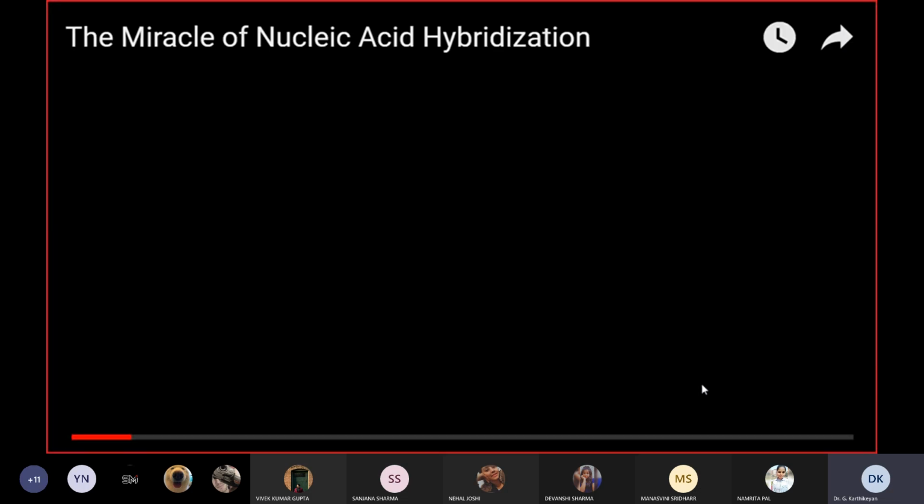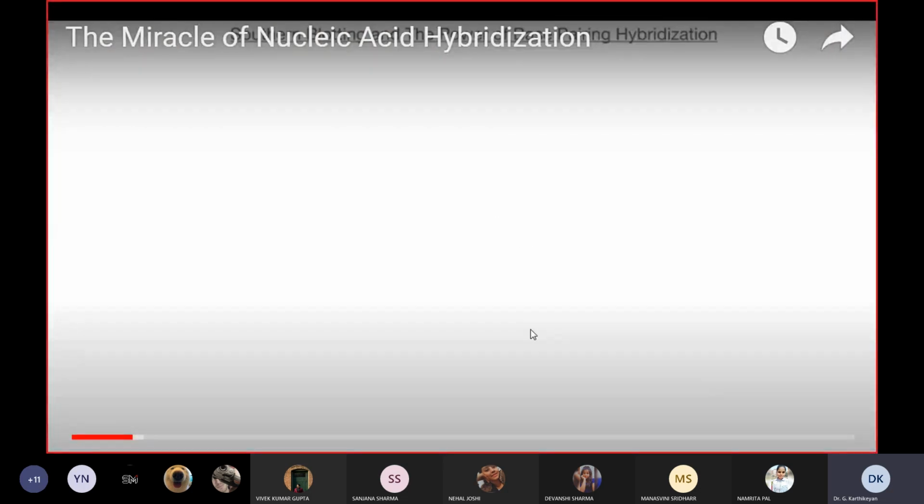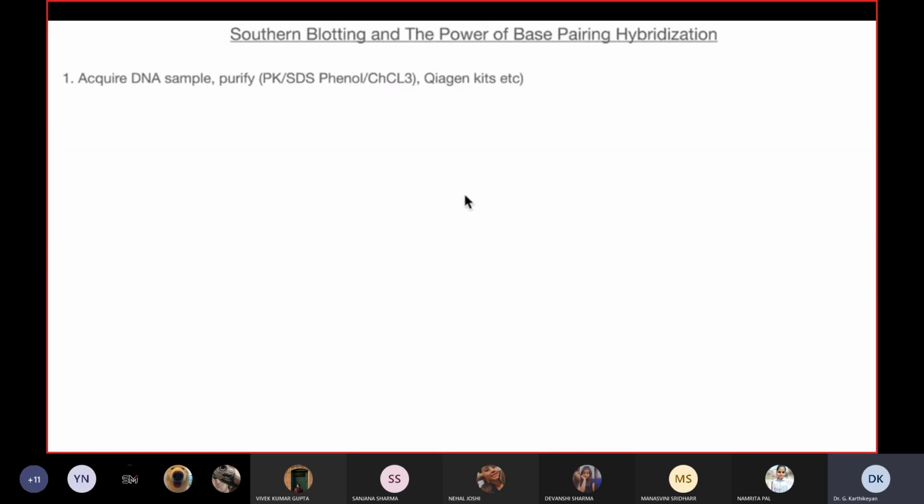So first thing you've got to do, Southern blotting and the power of base pairing hybridizations, you've got to acquire some sort of DNA sample. Southern blotting involves DNA. There's another example called Northern blotting. Somebody was having fun with names there, and they called it Northern blotting, and it has to do with RNA. But right now, let's talk about DNA.